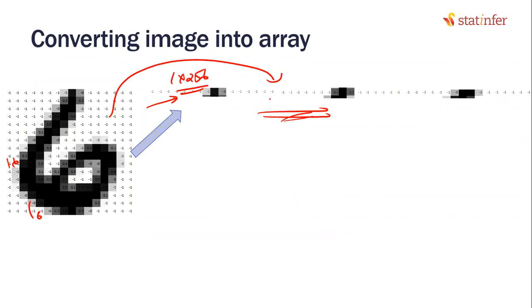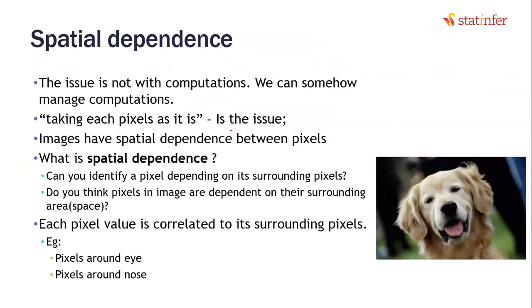If you flatten images like this, which is a requirement if you are using ANN, because ANN cannot accept this two-dimensional kind of data as it is, then you may lose the spatial dependence. Pixels around the eye are similar to each other. Pixels around the nose are similar to each other. Pixels around the ear are similar to each other. But all this will be lost.